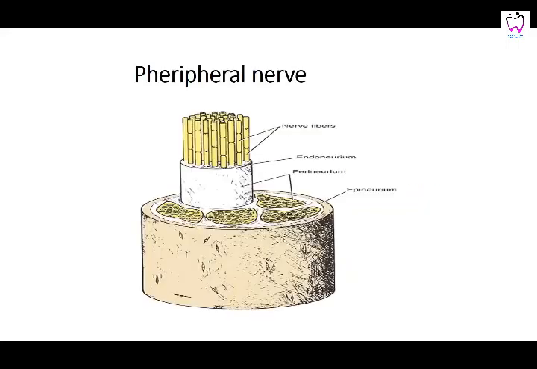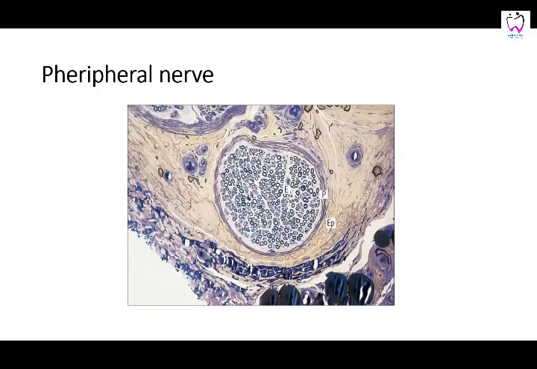This is the peripheral nerve. You see, the whole of the peripheral nerve is covered by the epineurium. This epineurium has individual bundles inside it, and each bundle is covered by the perineurium. Inside each bundle, there are many nerve fibers, that is the axons, and these are individually covered by the endoneurium. This is the picture of a peripheral nerve. E is endoneurium, P is perineurium, and the many bundles together are covered by the epineurium.